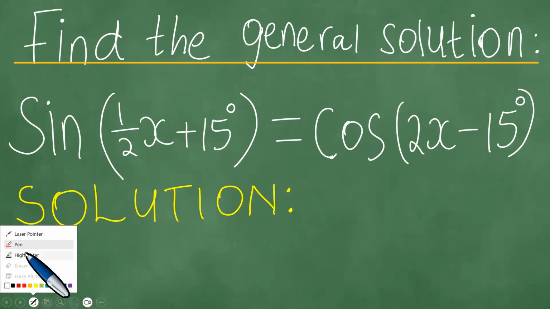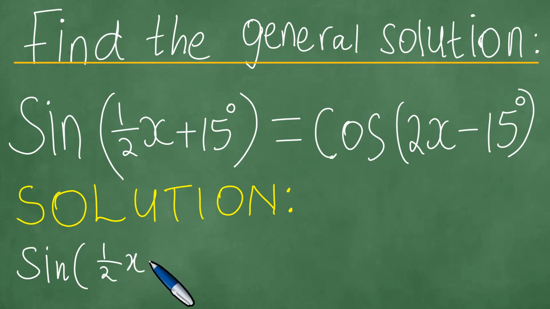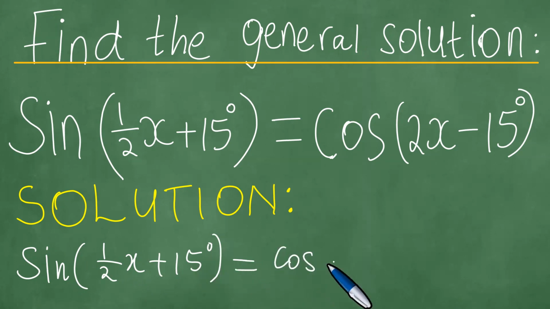Right, so we need to find the general solution to the trigonometric equation below. To do this, we start as follows. We say the sine of 1/2 x plus 15 degrees is equal to the cosine of twice x minus 15 degrees.